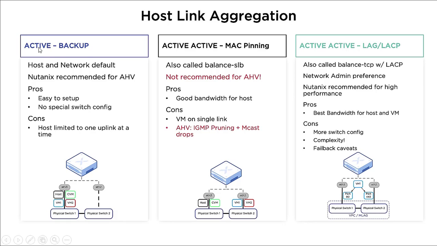So right here, the active backup host and network default is Nutanix recommended for AHV. That means if you use an AHV hypervisor, this is the recommended one and the default one that's created when you deploy your cluster. So the pro of this configuration is it's easy to set up, with no special switch configuration necessary. Then the con is the host is limited to one uplink at a time. That means in this situation, all the traffic will go through one uplink. And if we have an overload of the data transfer, we'll have only one uplink used to manage all this traffic.